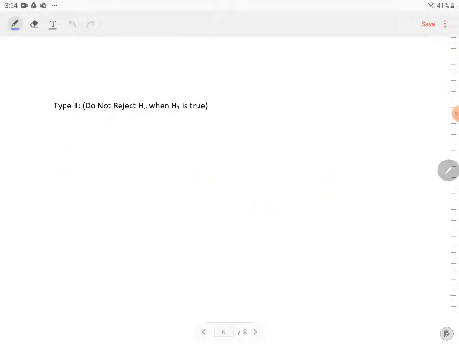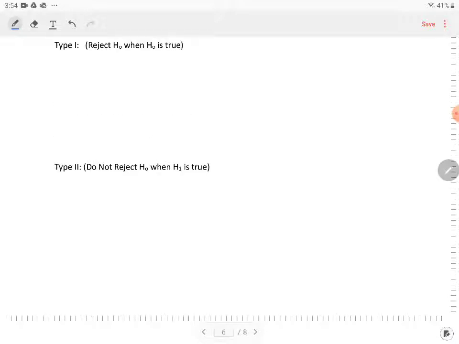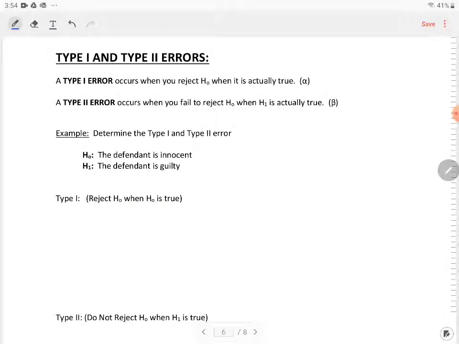Okay, so let's just look at our errors. You have a type 1 and a type 2 error. A type 1 error occurs when you reject H0 when it's actually true. That's your alpha. A type 2 error occurs when you fail to reject H0 when H0 is actually false. That's known as beta. So the defendant is innocent, or the defendant is guilty. You reject H0 when it is true.